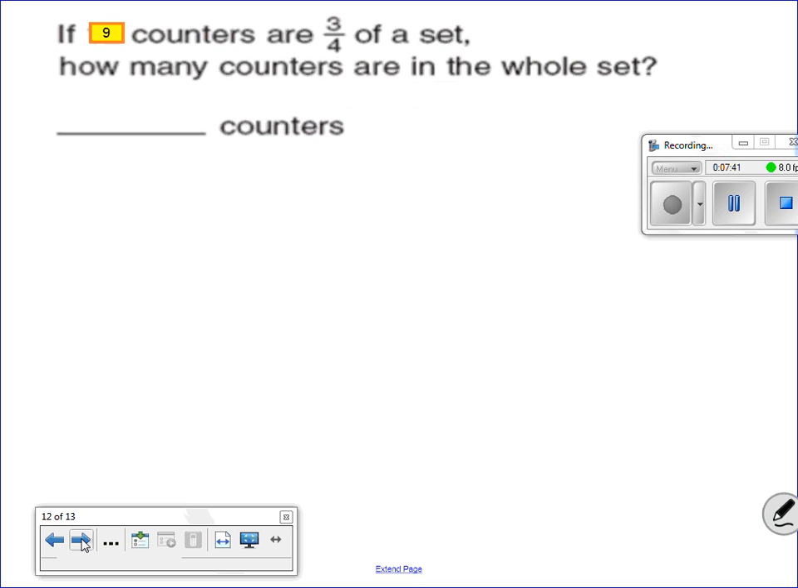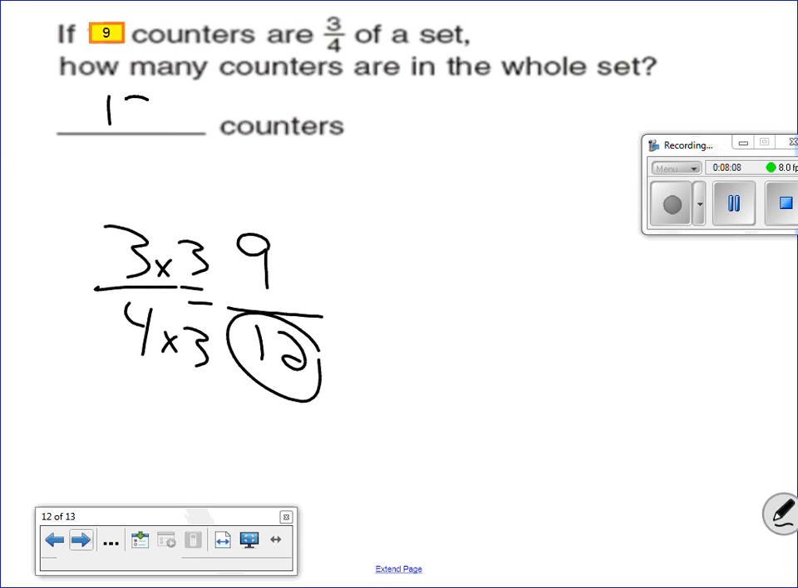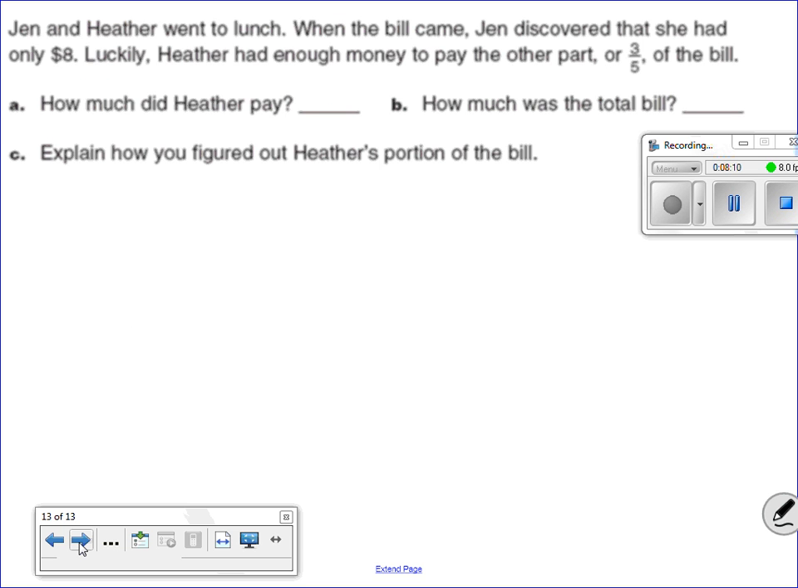Here's another problem. If 9 counters are 3/4 of the set, how many counters are the whole set? Once again, 9 is not the whole set. So 3/4 equals 9 over blank, because 9 is the part. 9 is not the whole set. We're trying to find out what the whole set is. Now simple multiplication. 3 times 3 is 9. 4 times 3, this is where you have to know your facts, is 12. 12 counters.